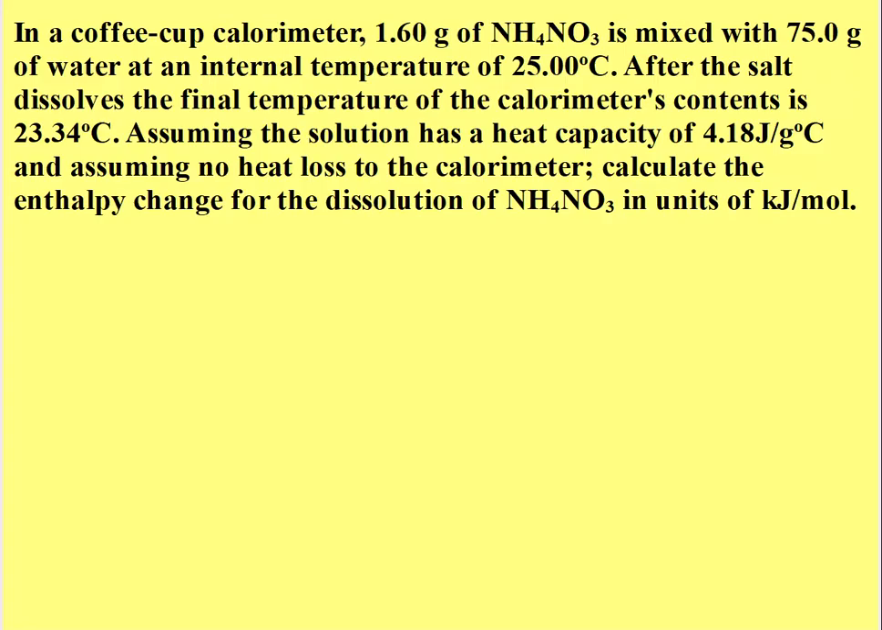So this problem is similar to the one we just did, except it's not a reaction as much as we're dissolving some ammonium nitrate. And we want to know what is the enthalpy change for dissolving the ammonium nitrate in the units of kilojoules per mole. So just like the last problem, we will need to get kilojoules, and then we're going to divide it by the moles of ammonium nitrate that we have. And just like the last problem, we're going to need a sign on our final answer. So go ahead and pause the video and try solving this one. Restart once you've solved or if you get stuck.